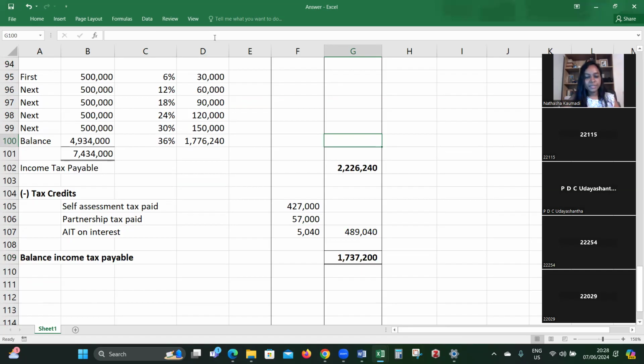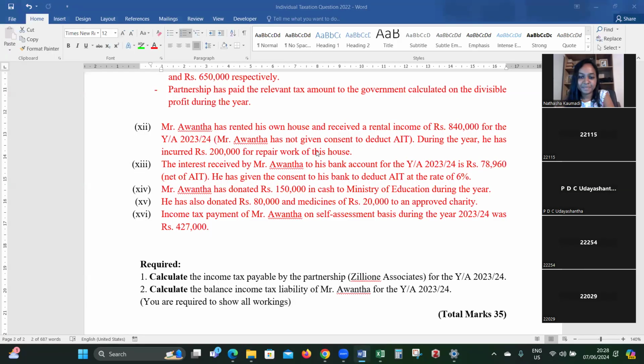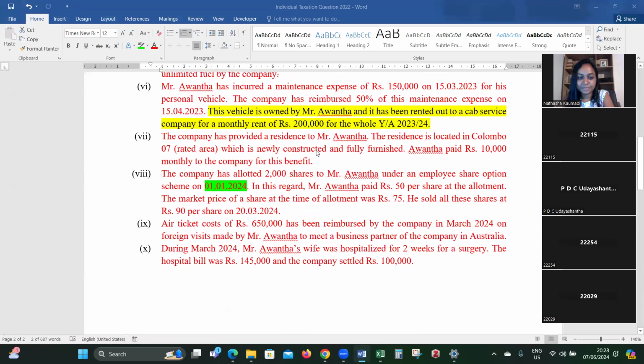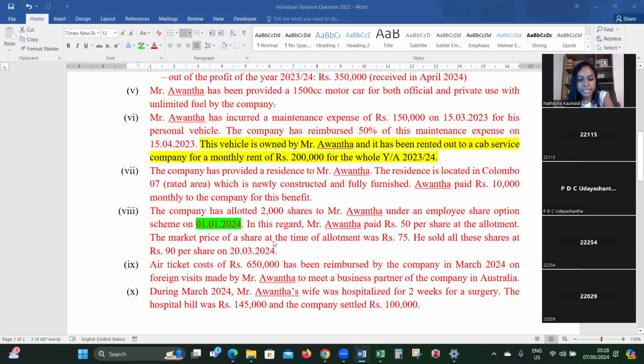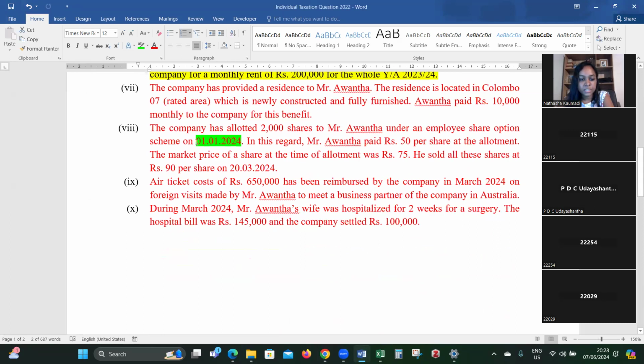Uday sir, we have one question asking why didn't we take the capital gain on shares like this here, under share allotment, sir. What is the date of disposal? The share allotment date is 2024 January 1st. He sold all these shares at 90 rupees per share on 20th March 2024. If that is the case, this date may be incorrect sometimes, the earlier date also incorrect.